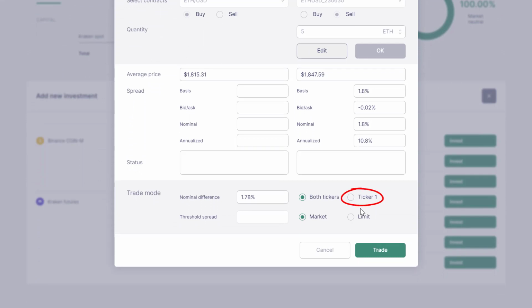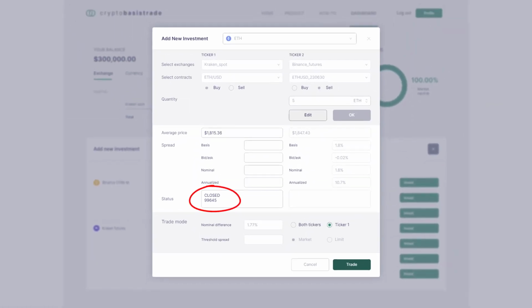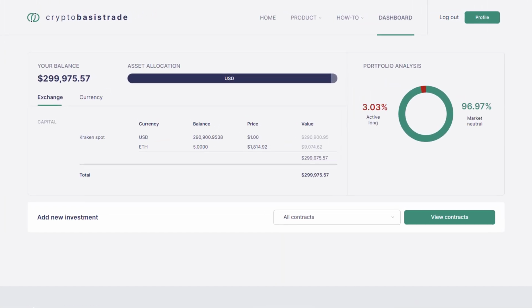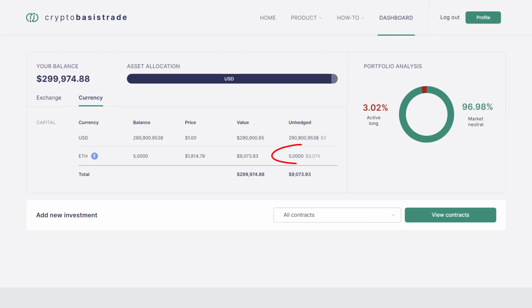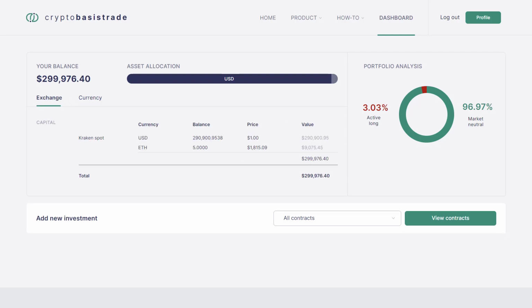Choose Ticker 1 and Trade mode. And press Trade. The status field shows trade confirmation from the exchange. Return to the dashboard and check that the coins have been added to your balance. You can see that 5 Ether that we just purchased are unhedged. As already mentioned, we will hedge them in the following step.